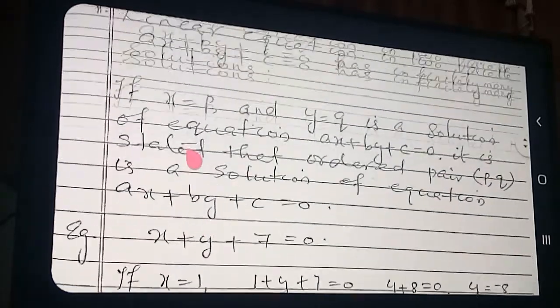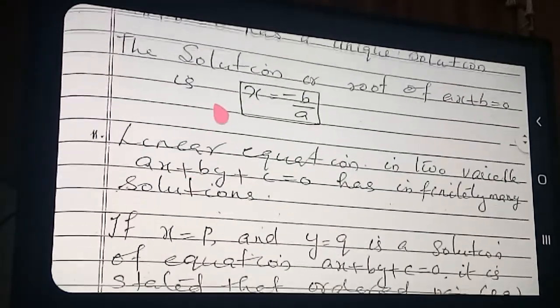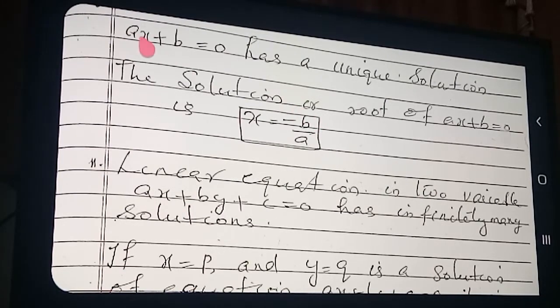What is the solution of a linear equation in one variable, ax plus b equal to 0? How many solutions? Exactly one solution. What is that solution? x is equal to minus b by a. How many solutions? One solution.